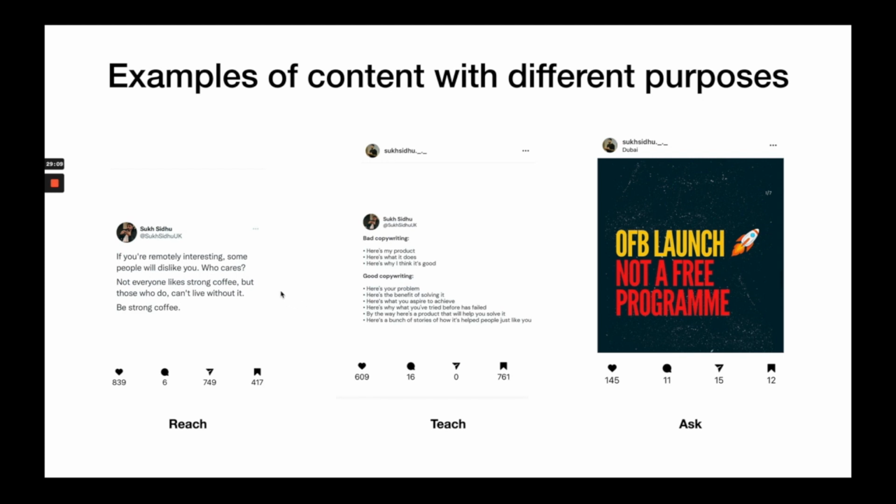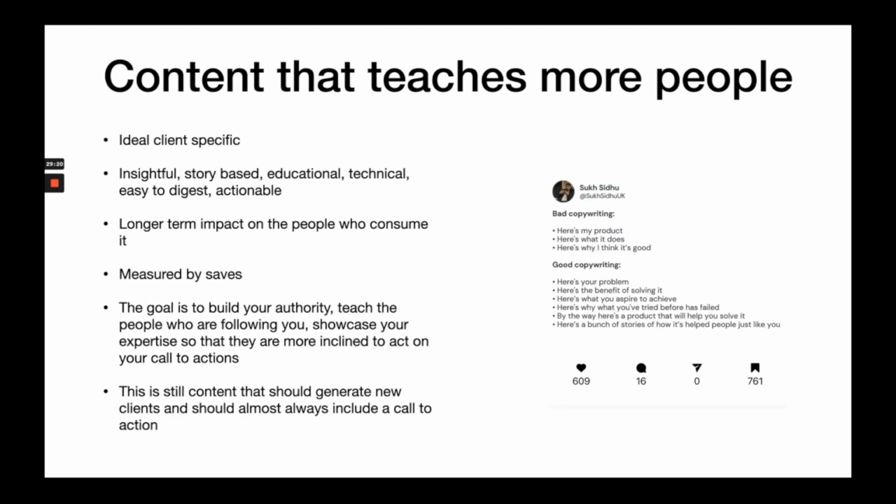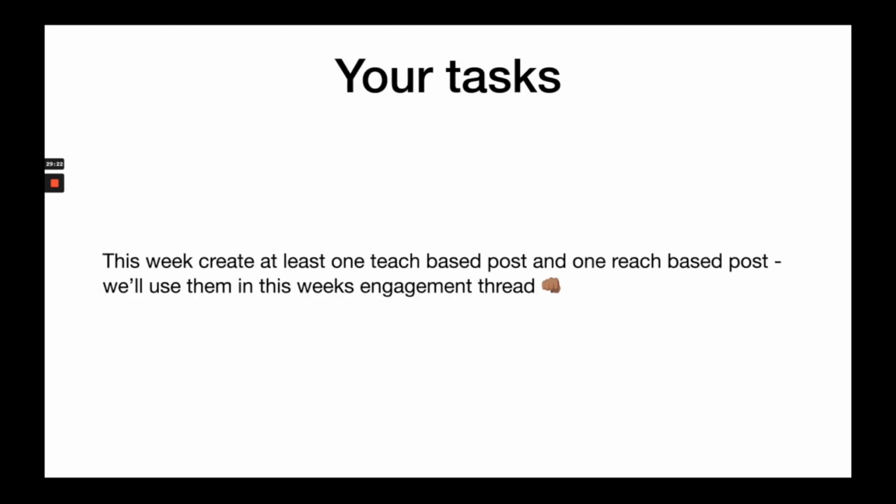So my point being, you're not going to hit a home run all the time. You're going to have times where it doesn't quite work out. You just assess it and figure out why. Your task, should you choose to accept it, and you should, is to create at least one teach and one reach-based post. And the reach-based post is probably what I'm going to ask for in this week's engagement thread. And we have Get Clients Now week coming soon, where we're going to go out and really push for clients, and that's when we'll talk about call to action based content.